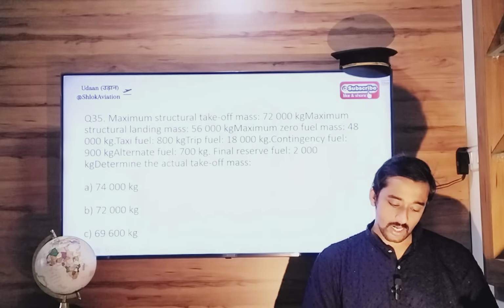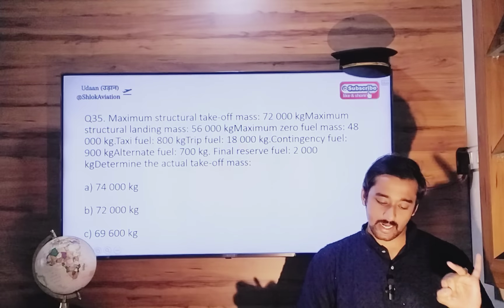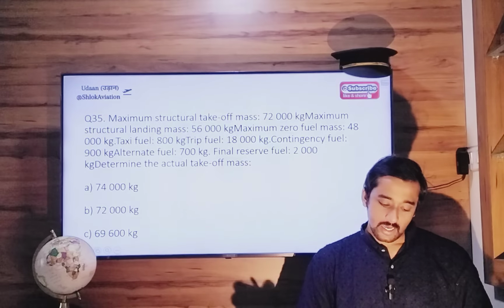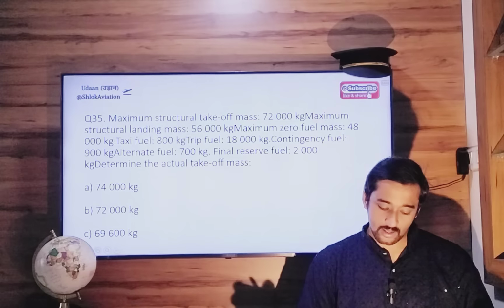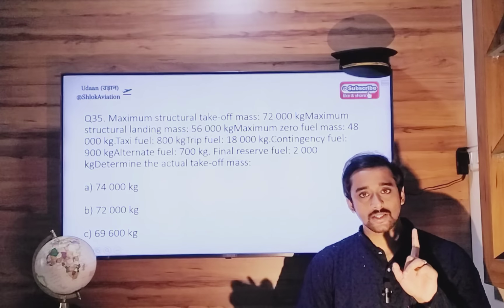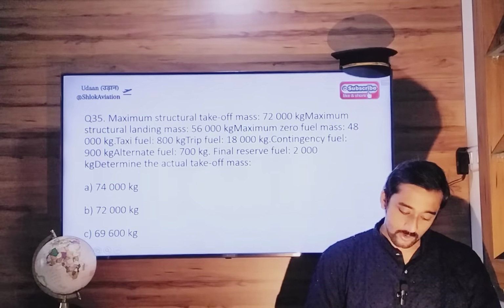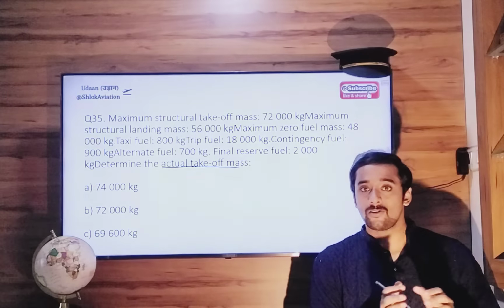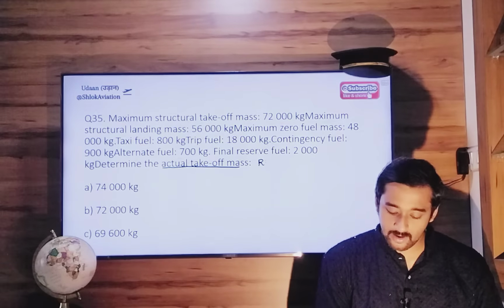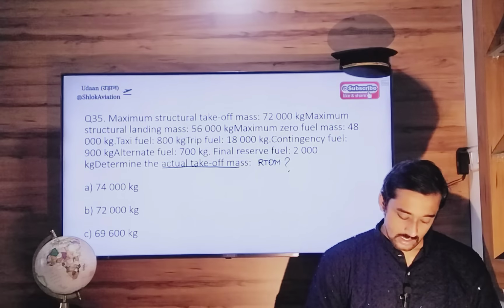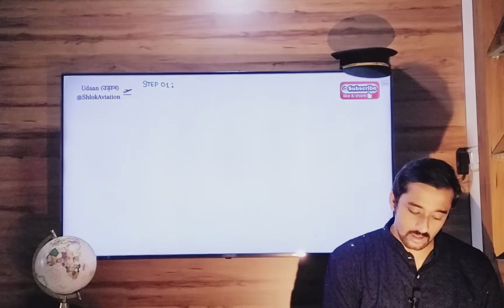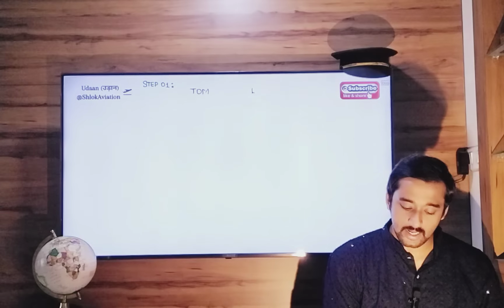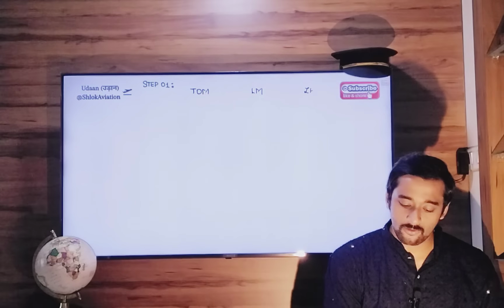Next, question 35. Maximum takeoff mass, landing mass, zero fuel mass are given. Taxi fuel, trip fuel, contingency, alternate fuel, reserve fuels are also given. What is the actual takeoff mass? So it is just a step one formula. We have to find actual takeoff mass that we are going to take off with, meaning we have to find regulated takeoff mass. So step one, make three columns. One for takeoff mass, the second landing, the third one for the zero fuel mass.